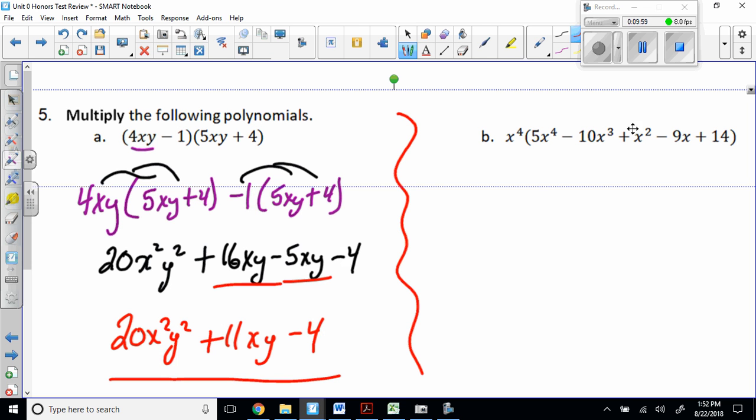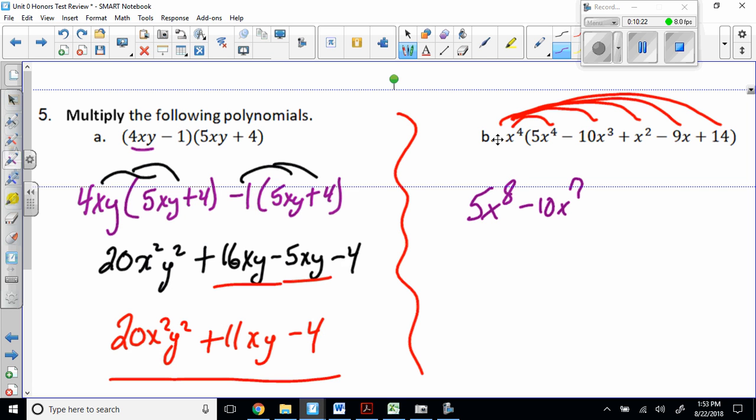Okay, so here's a monomial times all that crazy stuff, right? So this is what you're going to do, right? Why are you going to do that? Yeah, it's a visual reminder to your brain that you got to touch everyone. So x to the fourth and x to the fourth give me what? Yeah, 5x to the 8th. X to the fourth times negative 10x cubed is negative 10x to the, good. X to the fourth times x squared is x to the, x to the fourth times negative 9x is negative 9x to the what? X to the fourth times 14 is what?